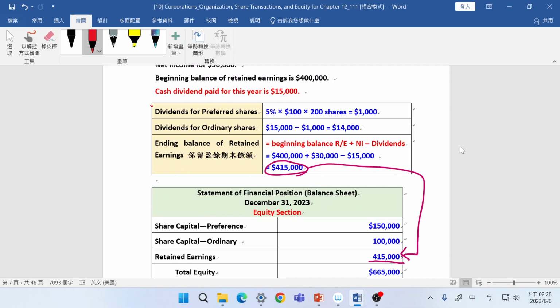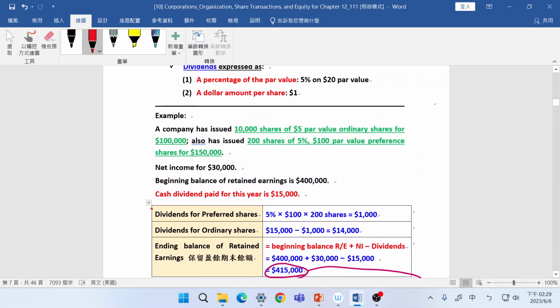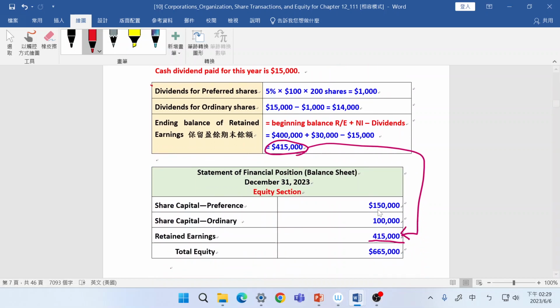Also, where did you get these two numbers? Share capital, remember what does it mean, share capital, 股本? Issue the shares to get the money from shareholders, right? So what's the number, the money we got from shareholders? Your question told you, right? You got the cash, how much? $100,000 from ordinary shareholders, $150,000 from preference shareholders. Okay, so share capital, remember what does it mean? It means that you issue shares and got the cash from shareholders.